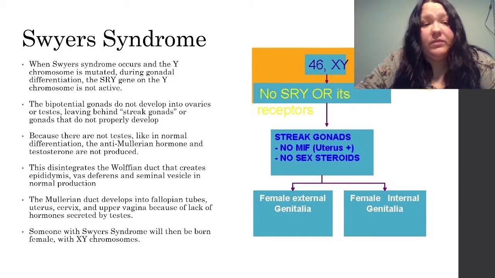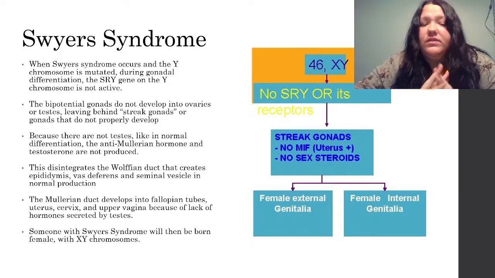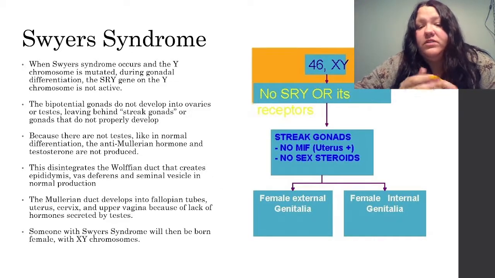When Swyer syndrome occurs, the Y chromosome is mutated. During gonadal differentiation, the SRY gene on the Y chromosome is not active. So the chromosomes are XY, but the SRY gene, the sex determining gene, is not activated. The bipotential gonads do not develop into ovaries or testes, and when that happens, these gonads turn into something called streak gonads, which means they're not properly developed.